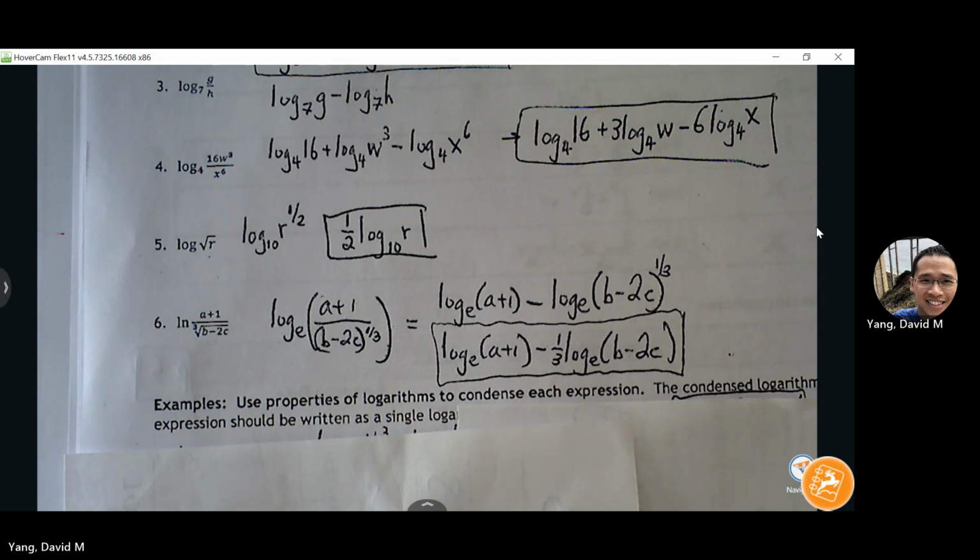Cool. I thought you'd just use natural log of A plus natural log.